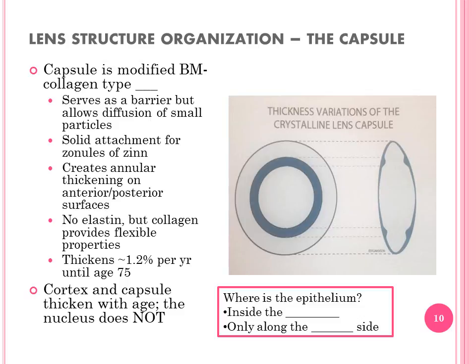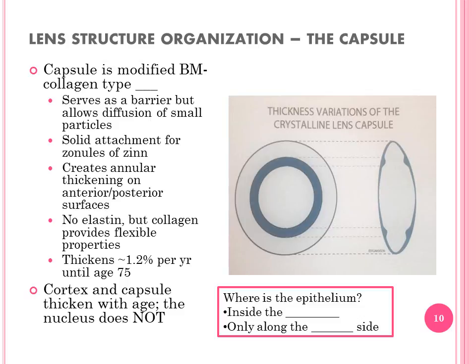Dr. Adrian Glasser has found through his research, and if you get to UHO, then you'll get to hear some lectures from him on accommodation, that it's actually not that the muscle is messed up, it's that the lens just gets very hard. It thickens over time, it loses its flexibility properties, and so this is what essentially causes them to not be able to focus anymore. Okay, so the cortex and the capsule are what's thickening with age. The nucleus is not. So keep in mind the nucleus stays the same size.